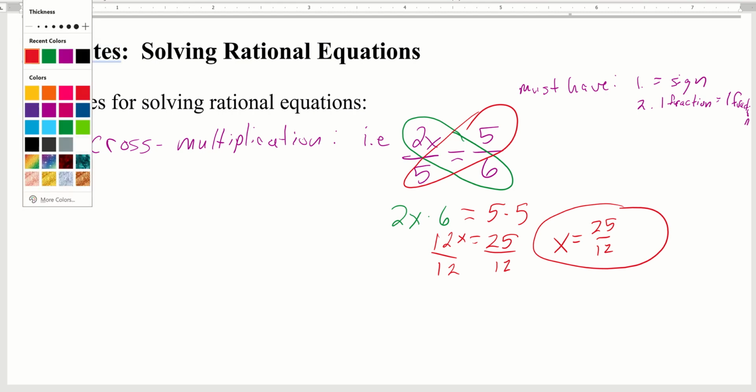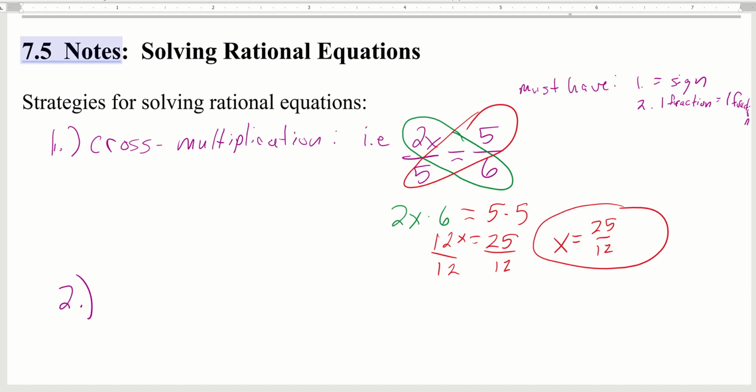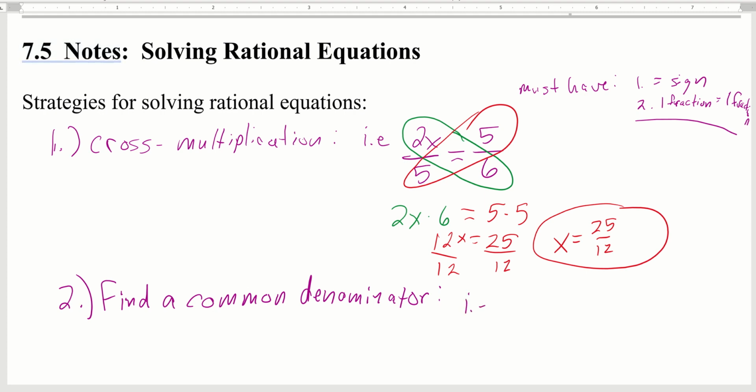Now our second method is one that I will show a lot because it works for all of them. This step right here where it's one fraction to one fraction, this next process doesn't matter with that. It could be as many fractions as you want. So the second one is find a common denominator. The same exact example: we've got 2x over 5 is equal to 5 over 6.